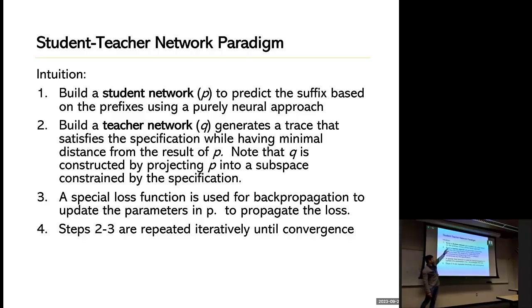Then they're using a special loss function applied to the student network that is a little different from what we've seen in the past, where the loss function considers accuracy, but it also considers how close the output is to the result of the teacher network. And you iterate between the last two steps until the results of both the student and the teacher look the same or close to each other.